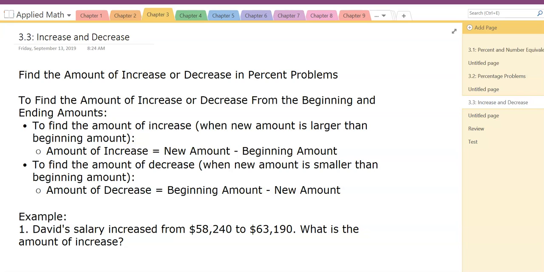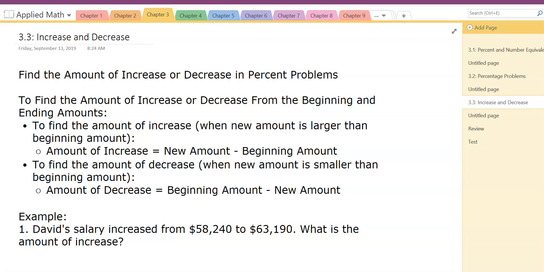So in order to find the amount of increase or decrease in a percentage problem, we have to first figure out how much the amount of increase or the amount of decrease is. And so that's when you always take the amount that you've ended on, or the newest amount that they gave you, and you subtract away your original. If the new amount is larger than the original amount, then it's going to be a percent of increase because you're going up over time. If the new amount is smaller than your original, that would be a decrease then because it's going down.